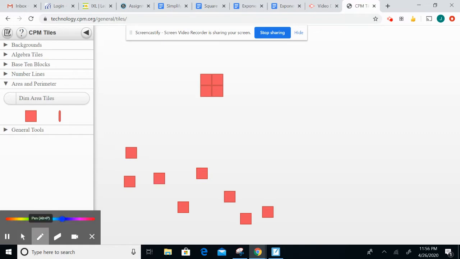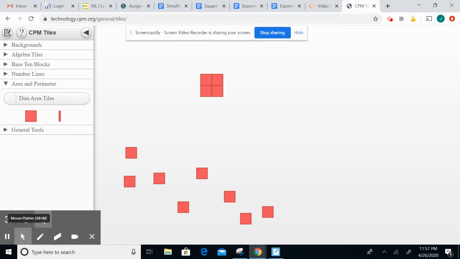What would the length and the width be? The length would be 2, the width would be 2. So the square root of 4, think of the number as the area, and then the square root of that number is the length and the width.